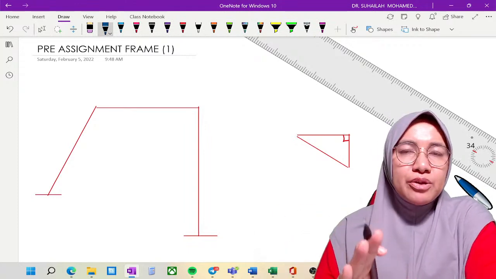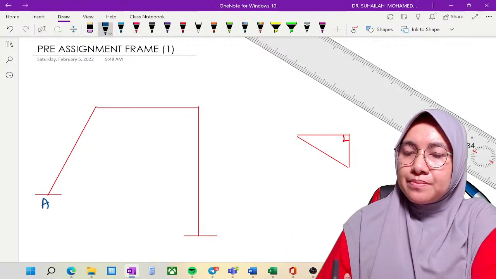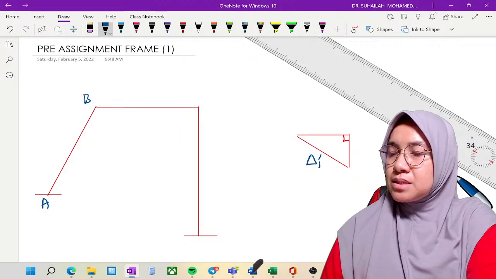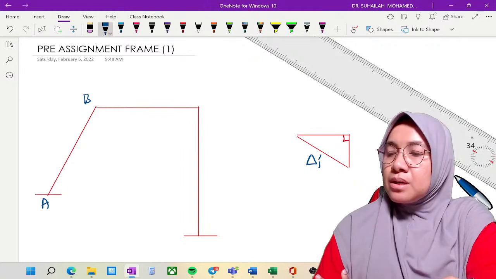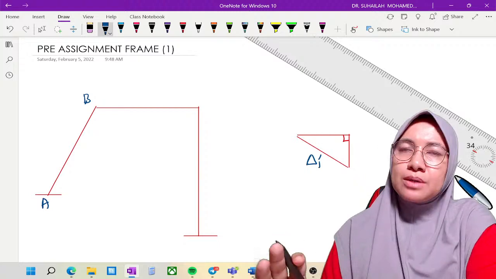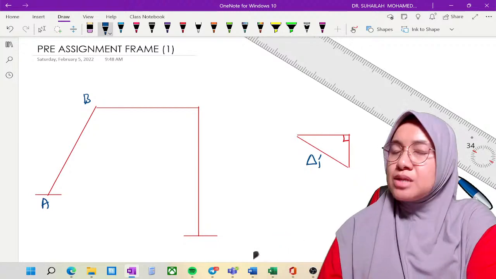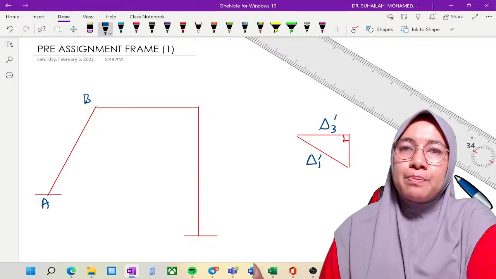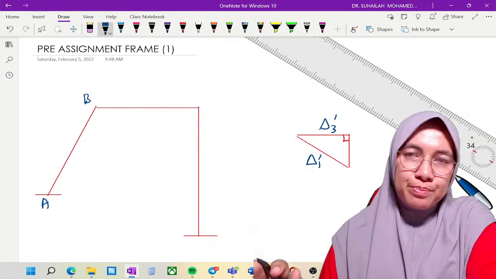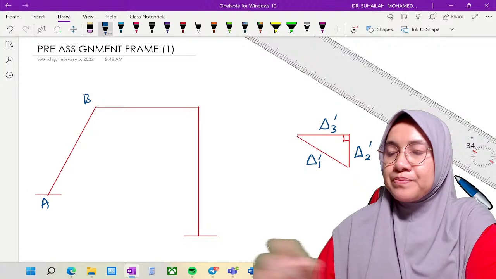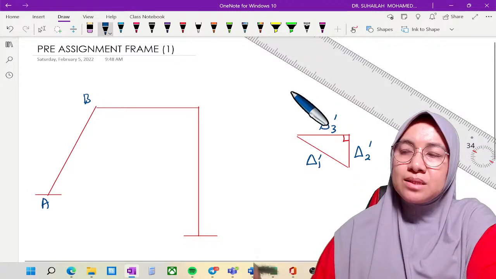Perpendicular with column AB is this incline, delta 1 prime. Perpendicular with column CD is horizontal. This is 3. And perpendicular with the beam is vertical displacement. This is 2. So where is this triangle in this frame?